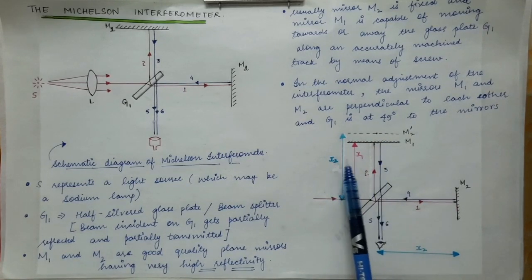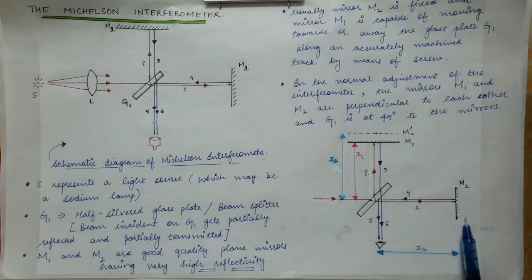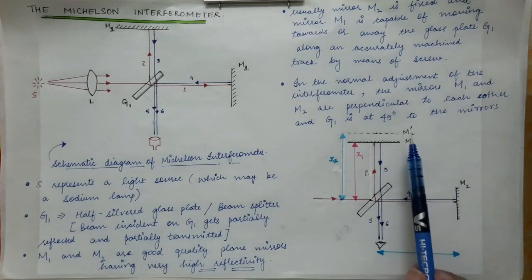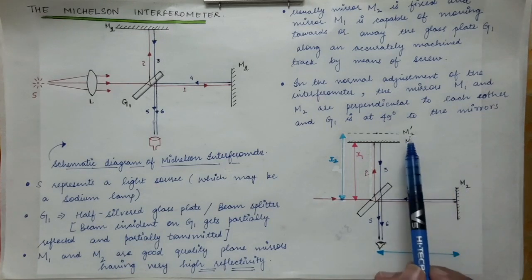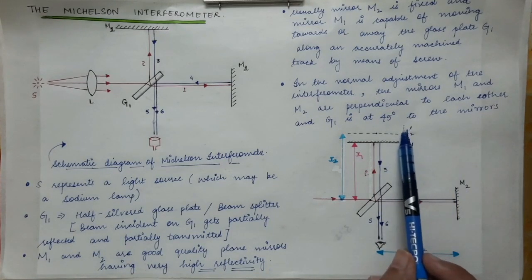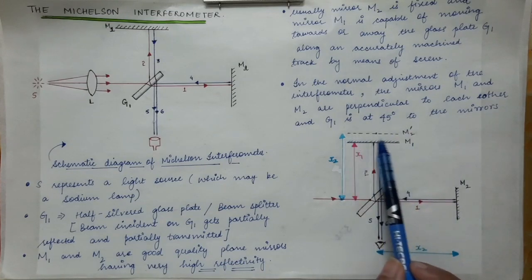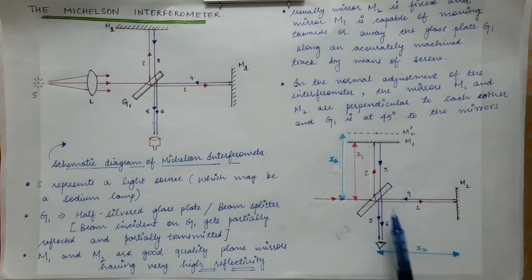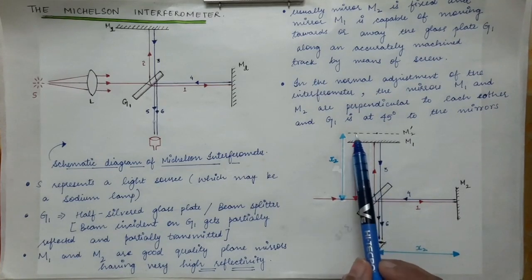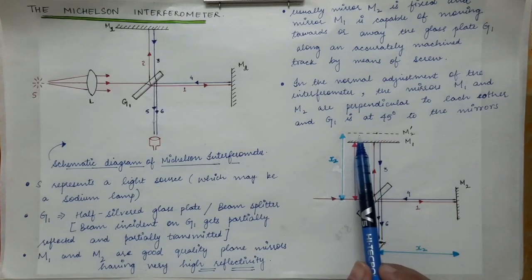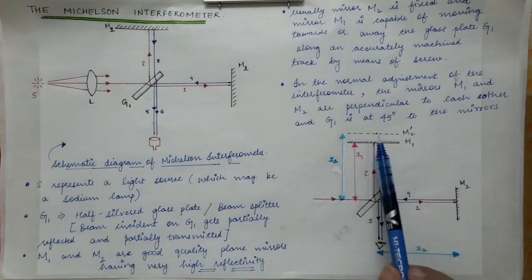That will be x2 minus x1, because M2 is at a distance of x2 from the glass plate. So the virtual image of mirror M2, that is M2 prime, is the virtual image of the mirror M2. So the distance of this image from the glass plate will also be equal to x2. So the distance between the two mirrors, x2 minus x1, is represented by small d.